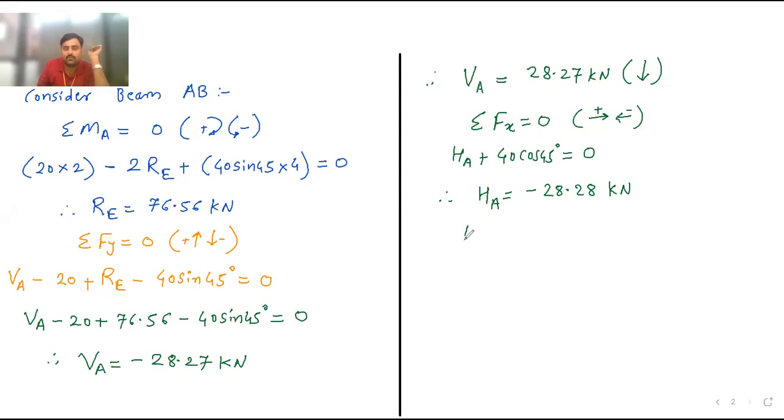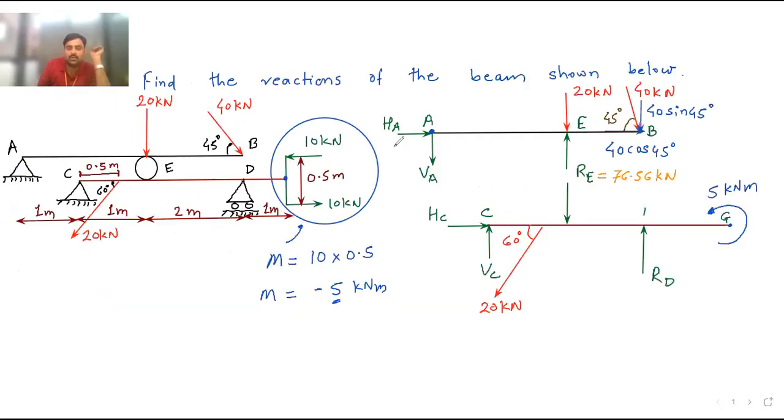So HA is equal to 28.28 kilonewton. But due to this minus sign, I will show its direction opposite. Now it is towards the leftward side. So here also I need to change the direction. HA is not in this direction. The correct direction of HA is this one. Now we have solved HA. VA also we have solved, and the RE value we have got.